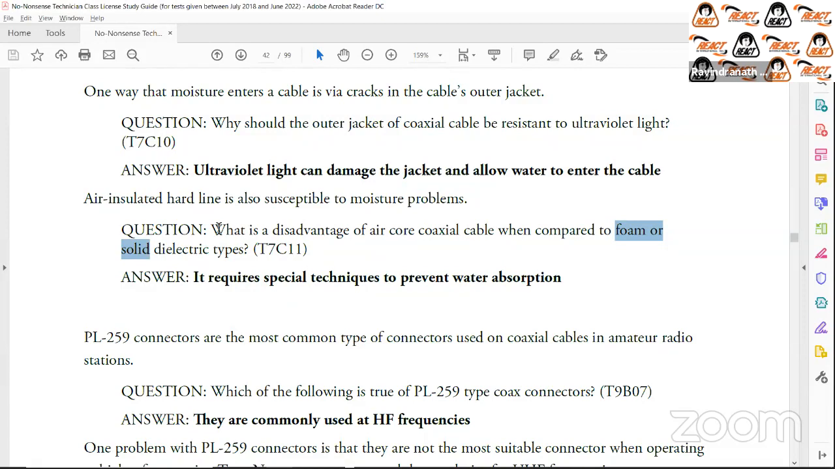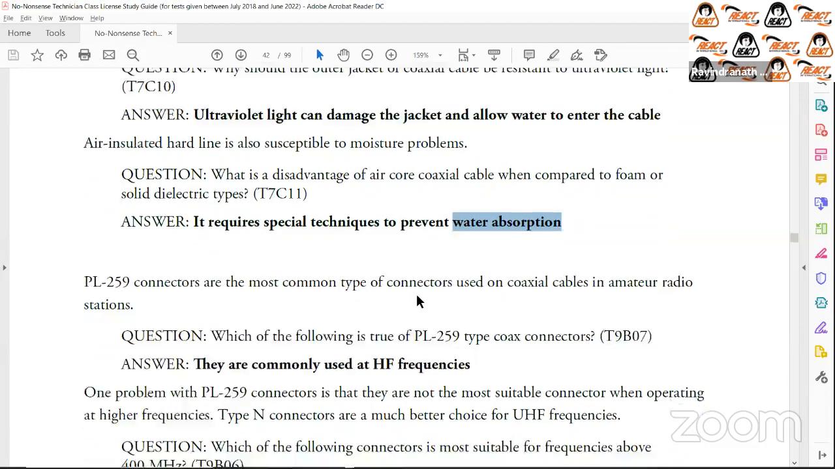All right. If you're using air core cable, you need to make sure it is properly sealed. So it requires special techniques to prevent water absorption. Remember, water is the enemy to your coaxial cables.